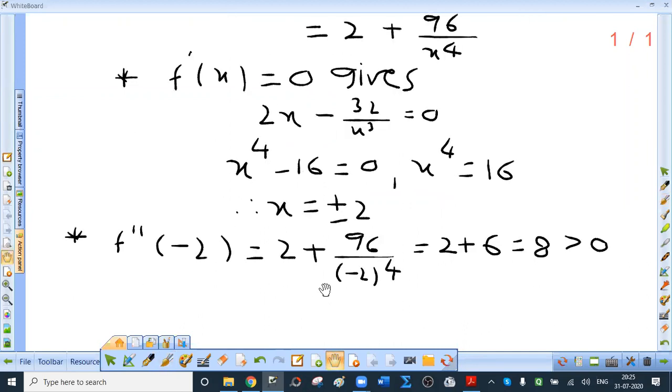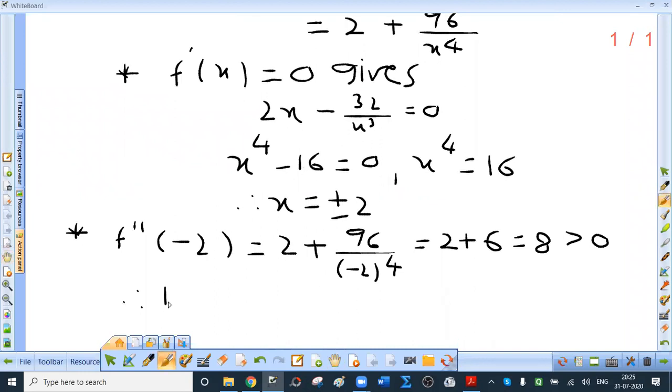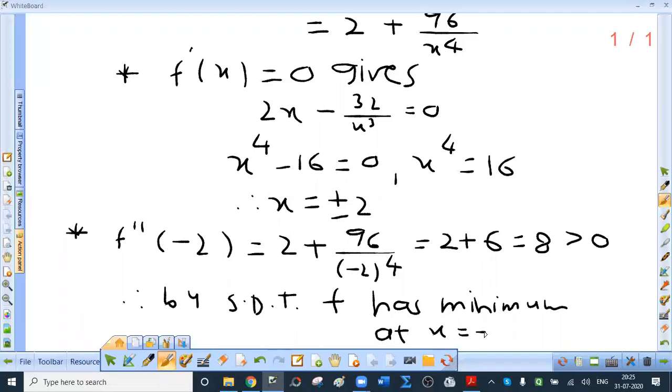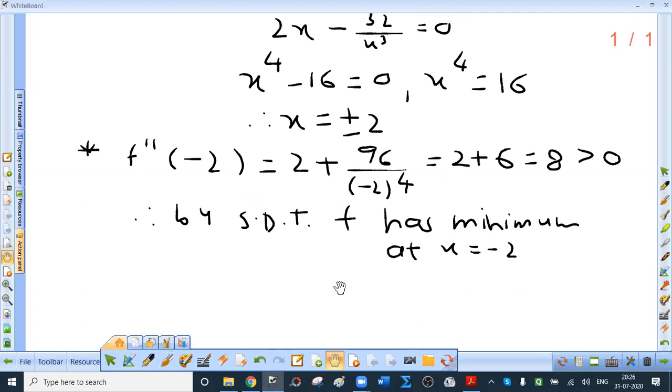And therefore, in the next step, you have to say, therefore, by second derivative test, function has minimum at x equal to what? Minus 2. And tell me what is the minimum value of the function. See, I'm asking minimum value of the function. Don't say it is 8. This is value of second derivative. So I will say f minimum is f of minus 2. Replace every x in the function by minus 2.